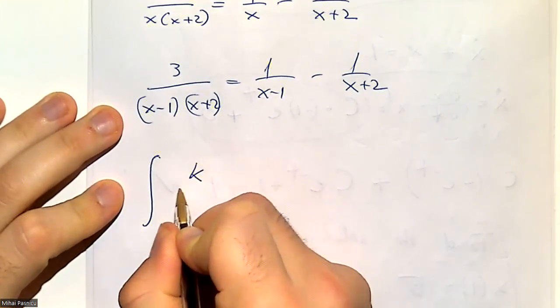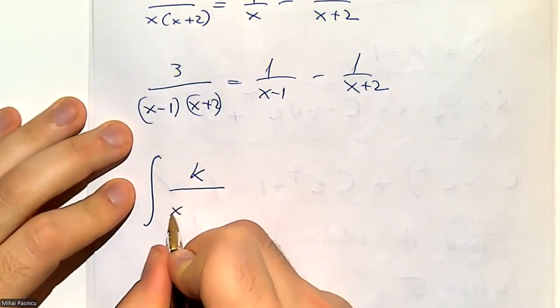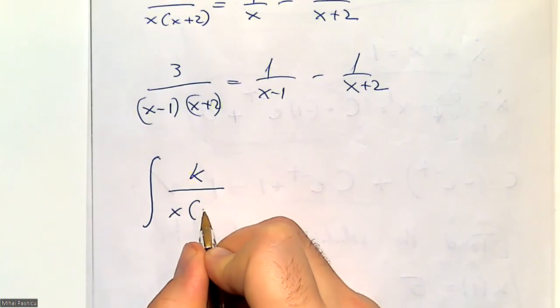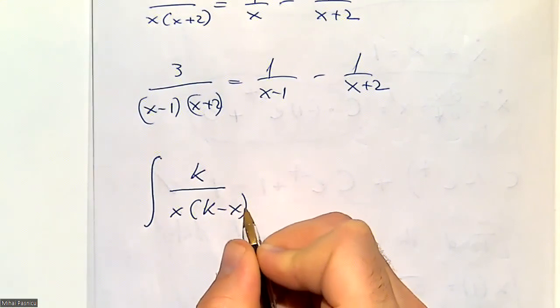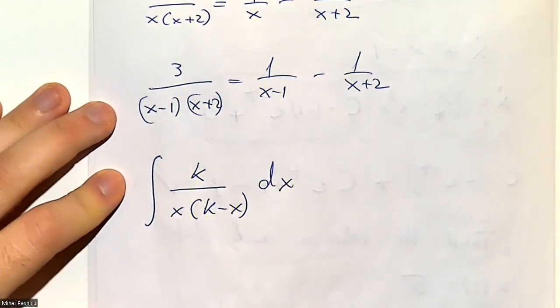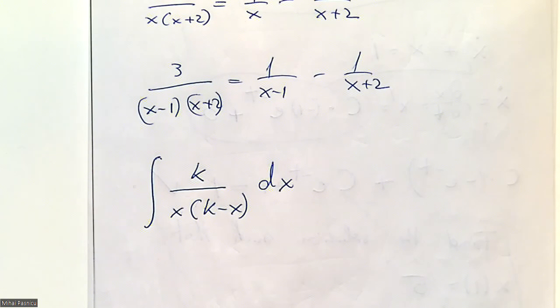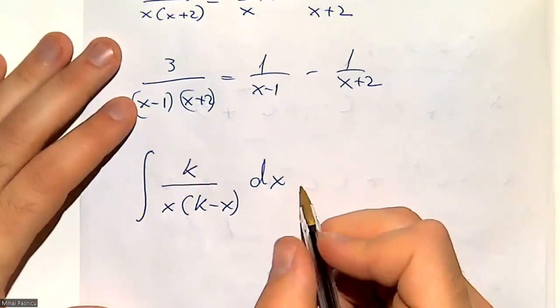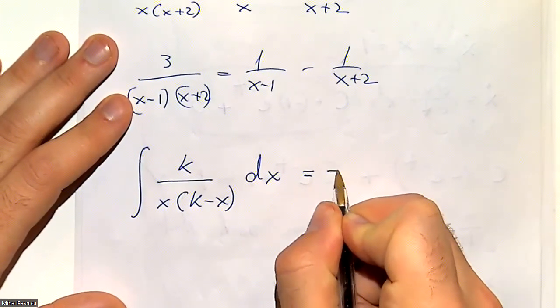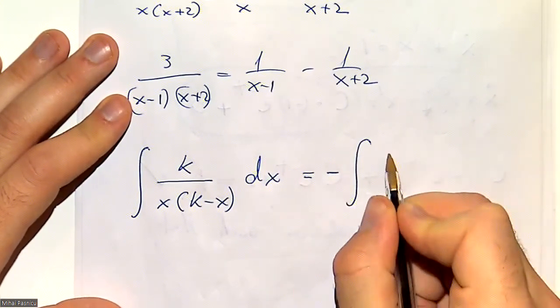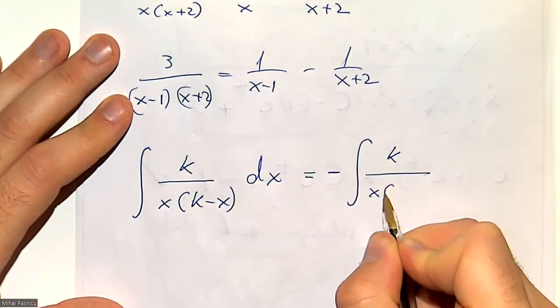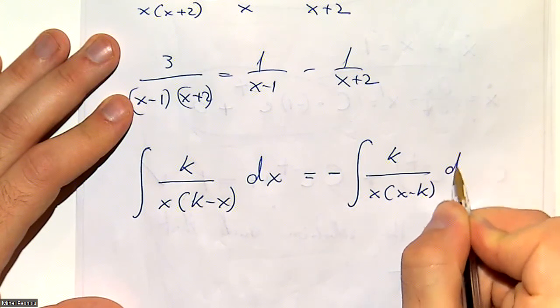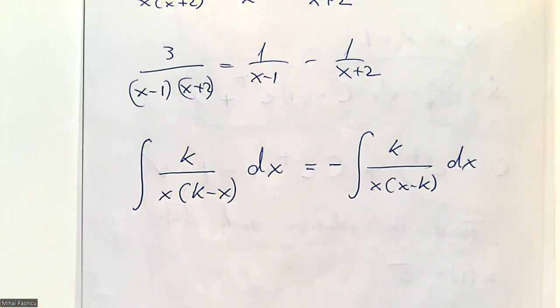Anyway, so my integral is this: the integral of 1 over x times (k minus x) dx. So I have that formula in mind, and I'm thinking of how I can use it. So I'll just write this as, put a minus, this is minus the integral of 1 over x times (x minus k) dx. I just thought of it. Why not? Let's put it like this.